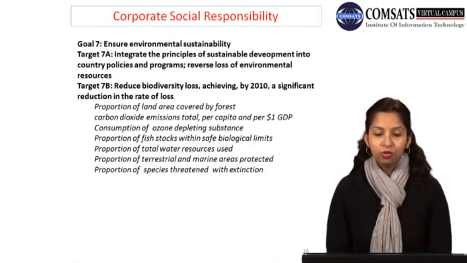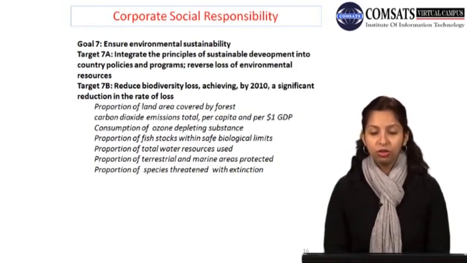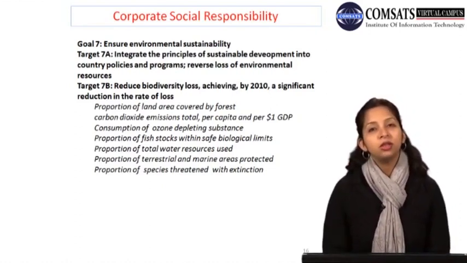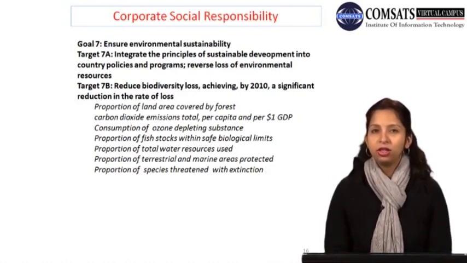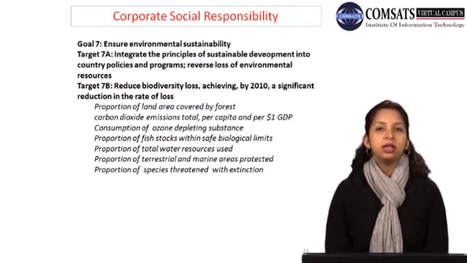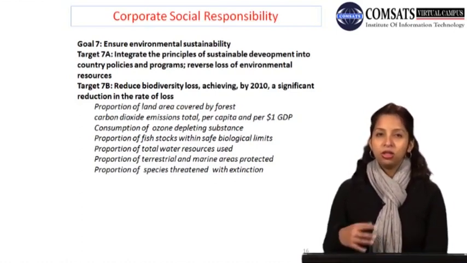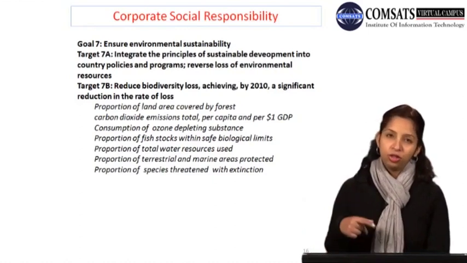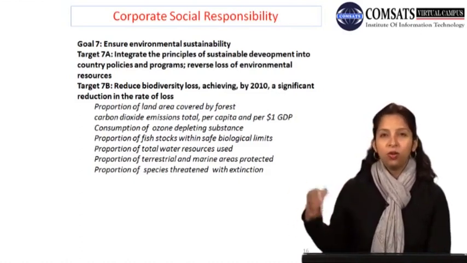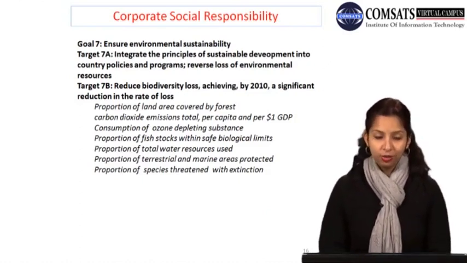Goal number 7 is basically to ensure environmental sustainability. The target within this goal is to integrate the principles of sustainable development into country policies and programs, and reverse the loss of environmental resources. So here, policy makers need to make rules, regulations, and guidelines so that they can integrate sustainable development within their policy framework, and then make guidelines so that the loss with reference to the environment is reversed. So the problems that were caused to the environment earlier, today we need to work in a way that all those issues and problems are rectified, reversed, or at least minimized.